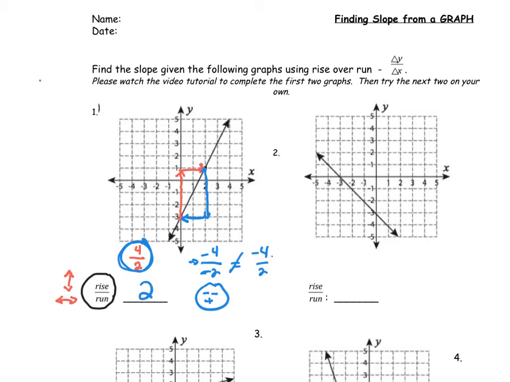You may have noticed that this line goes upward. It's going upward from left to right. So that's considered a positive slope, and our answer, the number, should also be positive. As we look at this next line, it is going downward, so our answer should be negative.